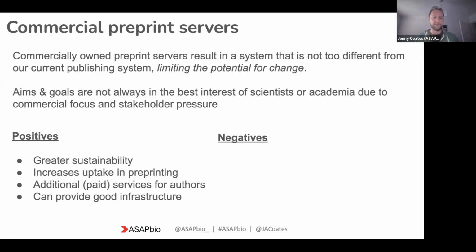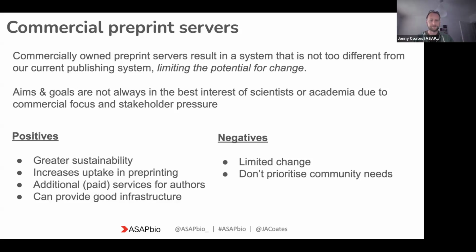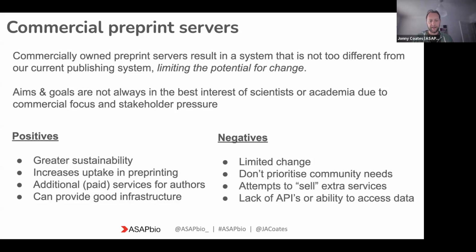There are negatives. I would say there are more negatives, but I've tried to keep it balanced. So I've done 4 and 4. The biggest negative by far is that they result in a very limited change to the system. They do not prioritize community needs. And this attempt to sell extra services, as I said, it's a positive and a negative. But they also lack any ability to access their data, mostly. If they do have it, it's usually not an open system. You have to apply to get permission to do so.